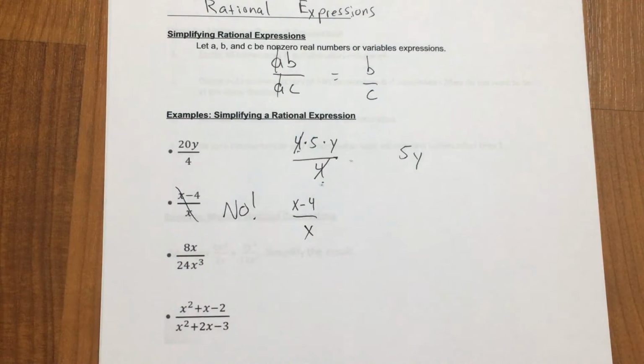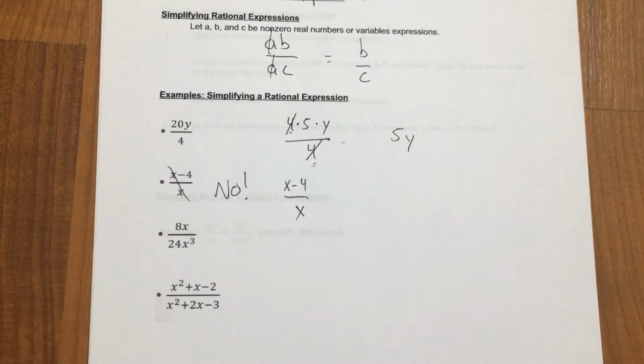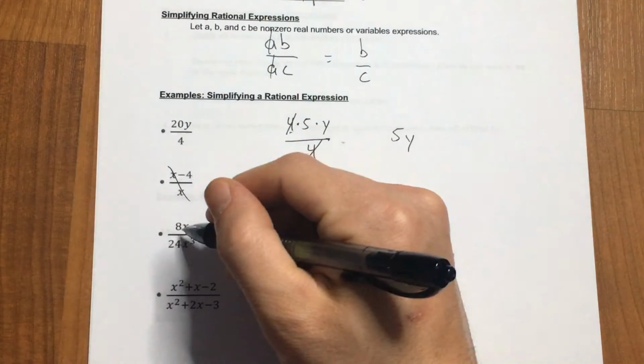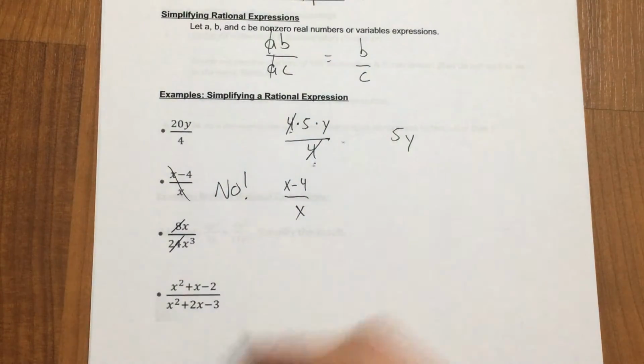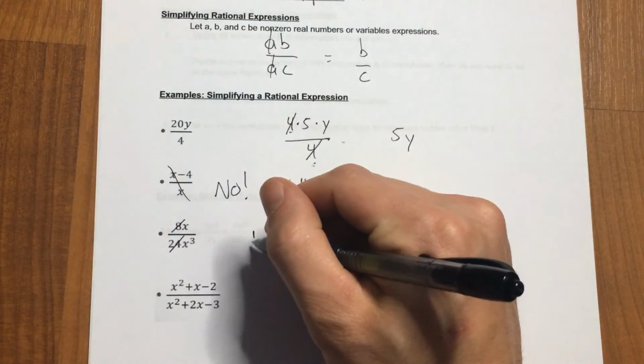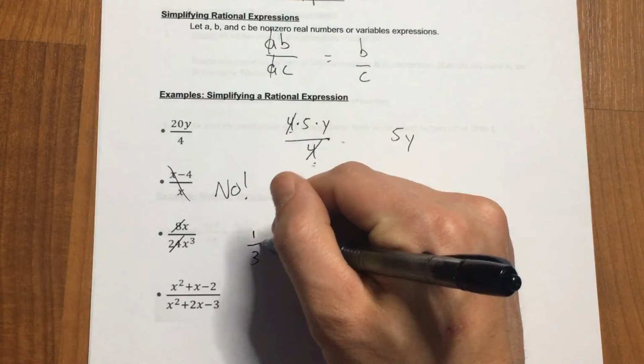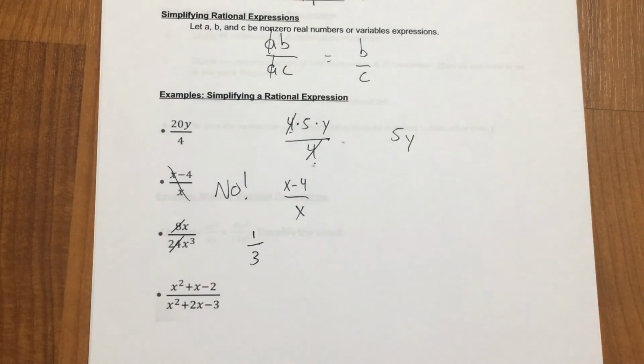My third one. This one is attached to multiplication. 8 times x over 24 times x to the third. So now we look to simplify as well. Now I'm not going to write out all the terms this time. So let's just think about how we can cancel. 8 over 24 is 1/3. 8 goes into 24 3 times.